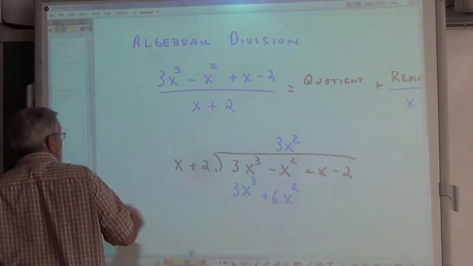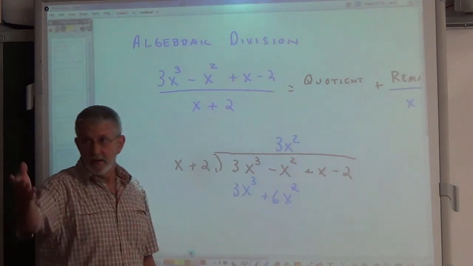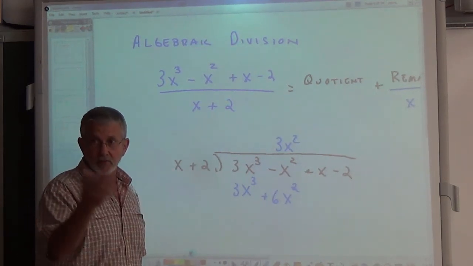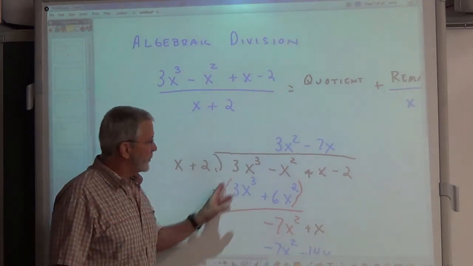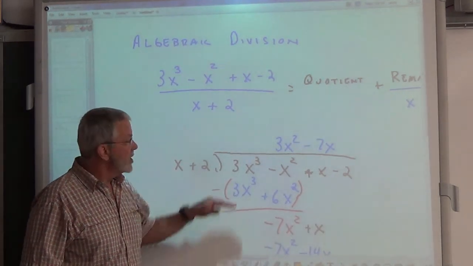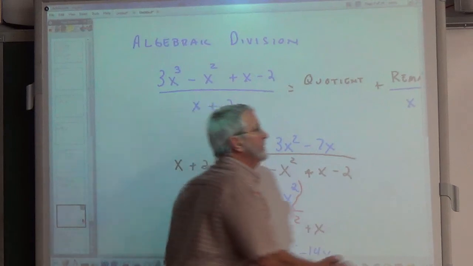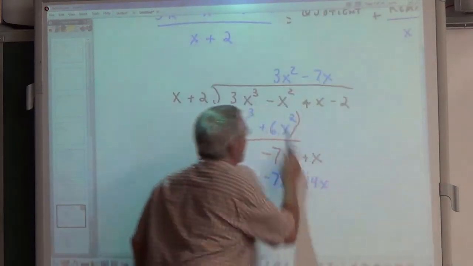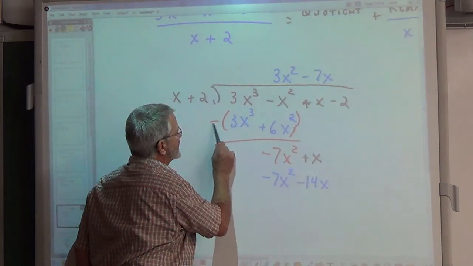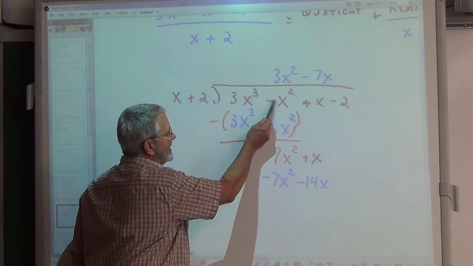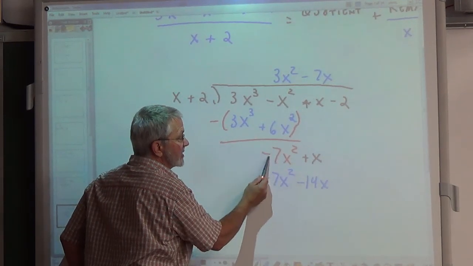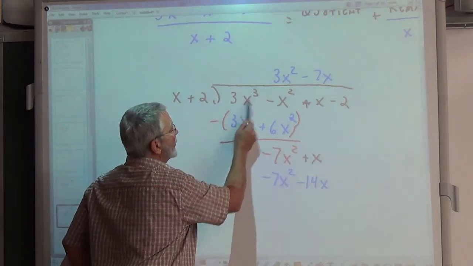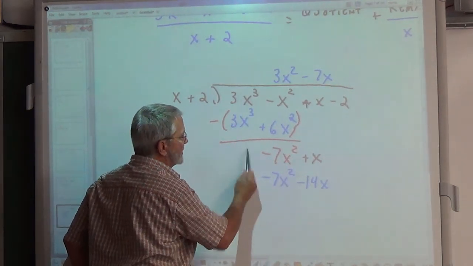And here's where you're going to make your mistake. Here's where you make your mistake, Lucy, right here. Because you've got to subtract this. And you want to put what you're subtracting in parentheses, because you're subtracting the whole thing. Okay, so I have negative x squared minus positive 6x squared. It's going to be negative 7x squared. Well, 3x cubed minus 3x cubed is 0.